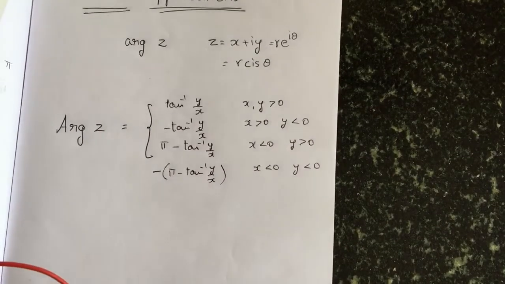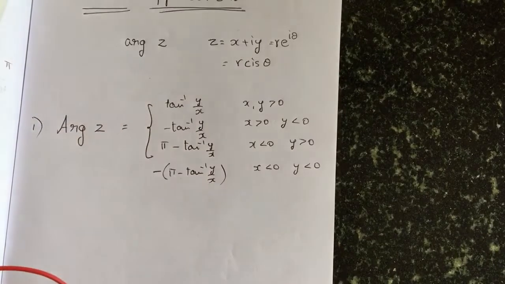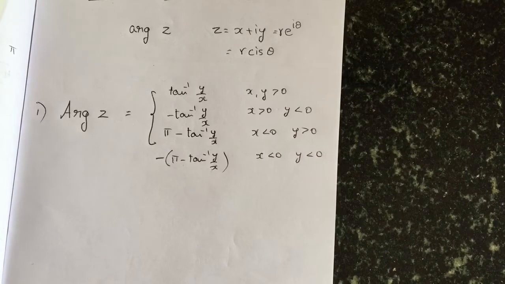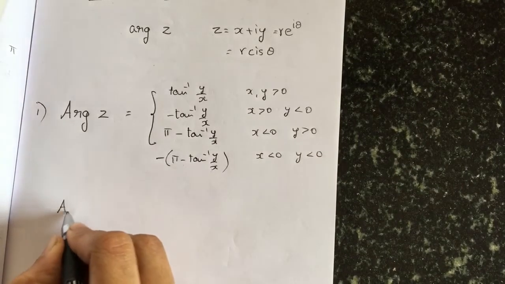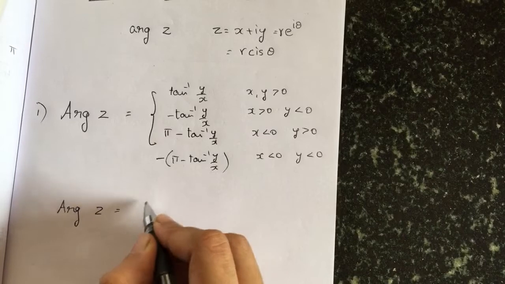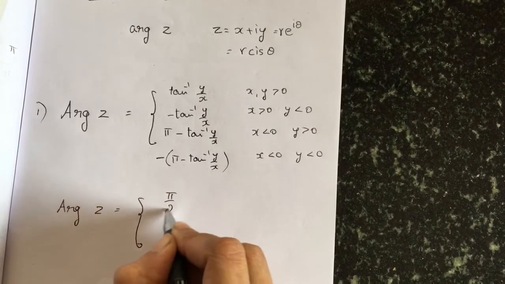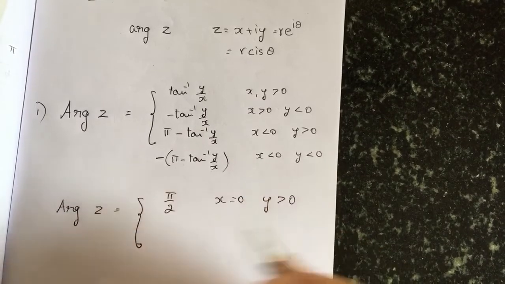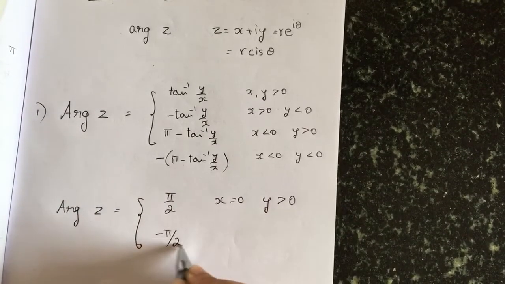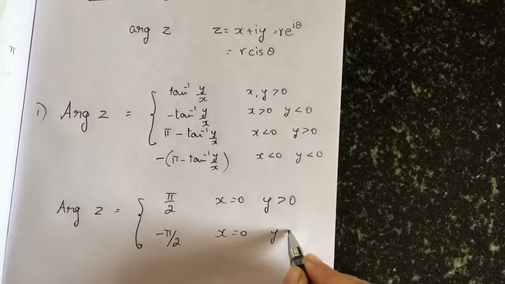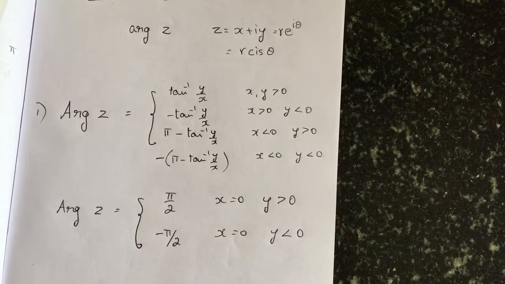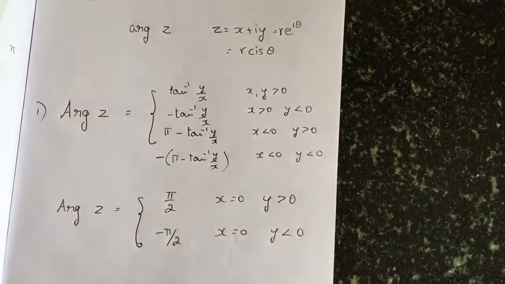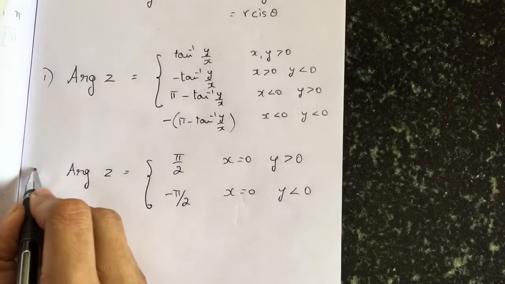And we also know if x is 0, in the sense if y by x is infinity, in that case the argument of z is simply pi by 2 if x is 0 and y is positive. This is minus pi by 2 when x is 0 and y is negative. In that case, when you take tan inverse of y by x, it's infinity. Okay, and we also know one more thing.